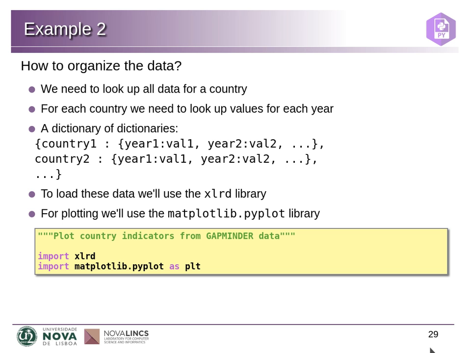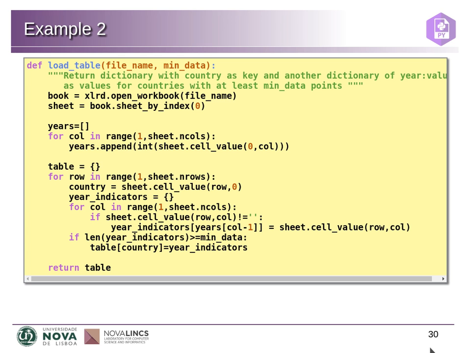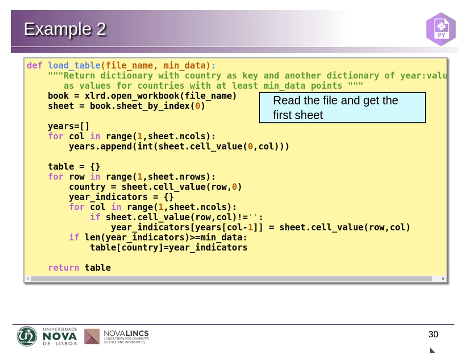So to do that, we're going to use this Excel read library to read the Excel file. And then for plotting, we're going to use the Matplotlib PyPlot. So at the beginning of the source of our module, we're going to import the two libraries, and then we'll write the code from there. Now here is the function that loads one of those Excel files into a dictionary of dictionaries. The first thing we do is to read the Excel file. This we do by using the Excel read open workbook with the file name.